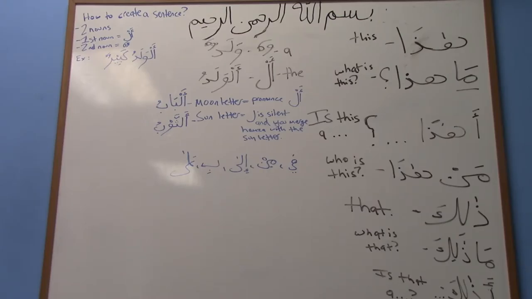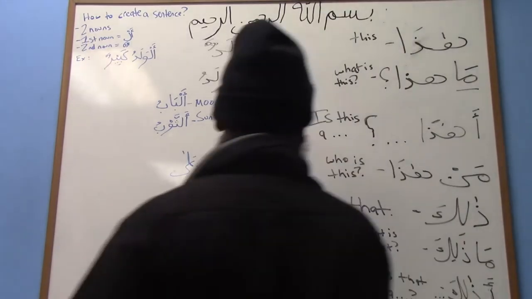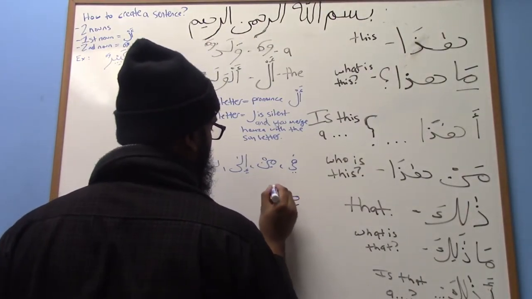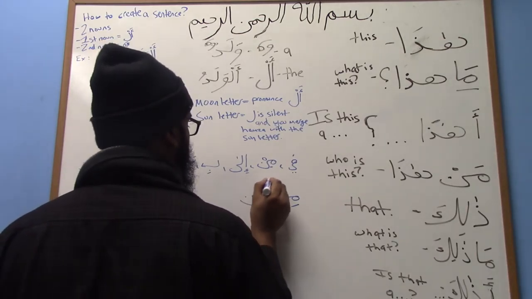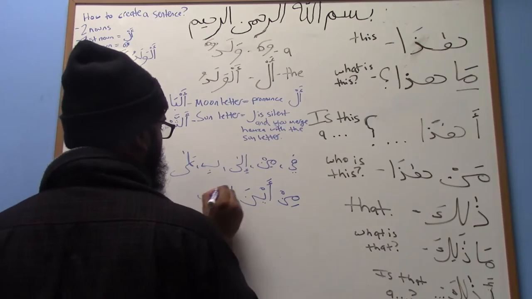Moving on, let's go to the next page. We have here page number what? 24. Alright, the author introduces min and ila. Min means from. So min al-bayti means from the house. Ila al-bayti, to the house, alright? Here we learn in the conversation between al-mudarris and Muhammad how to ask, where are you from? So how do you ask, where are you from? Min ayna anta, or ant, right?